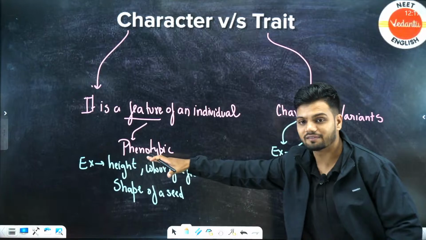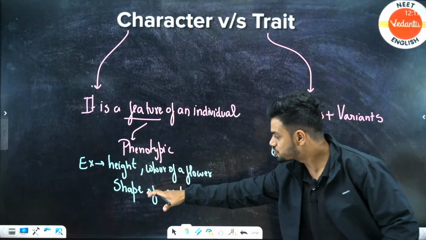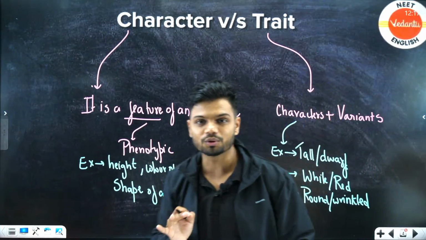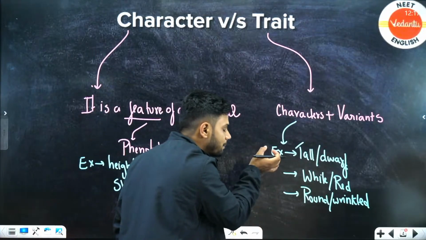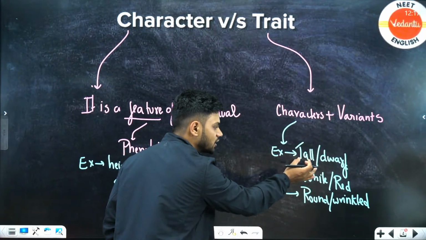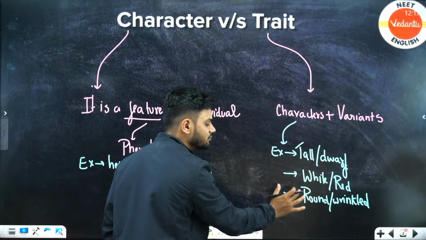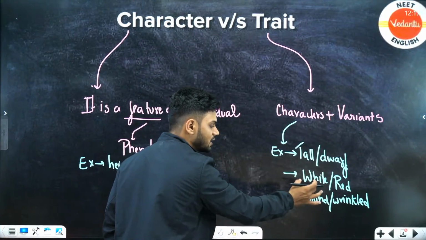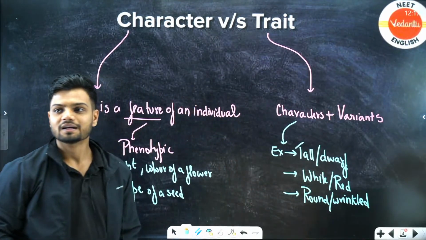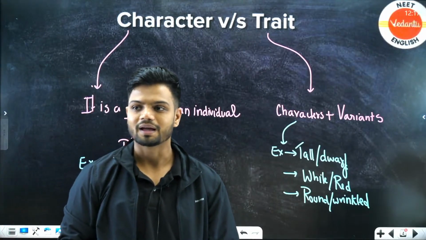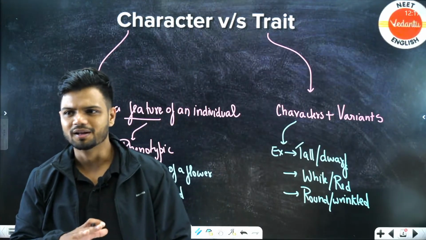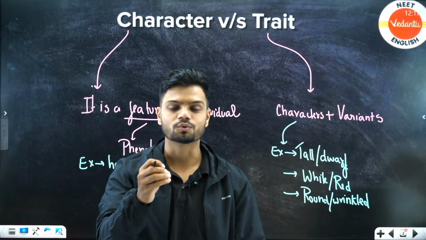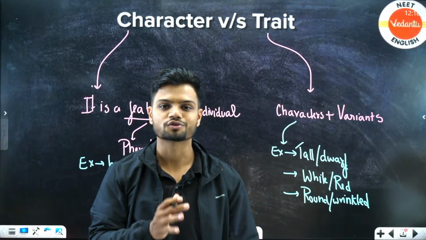For example, here we have height, color of the flower, shape of the seed. But when we come to the trait, we talk about the specific trait variants, that is tall or dwarf, white or red, round or wrinkled seed. Any doubt here? Quickly ask me, students. No, right? Very simple. These are the basics which every student attempting to understand genetics should know.